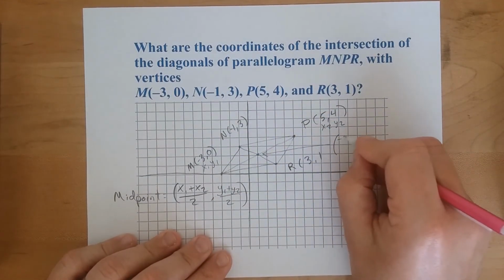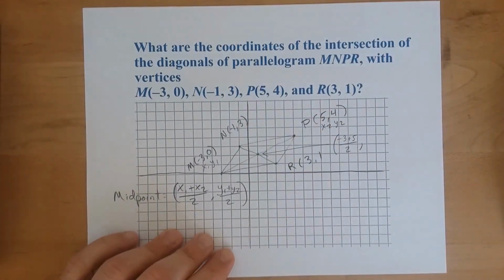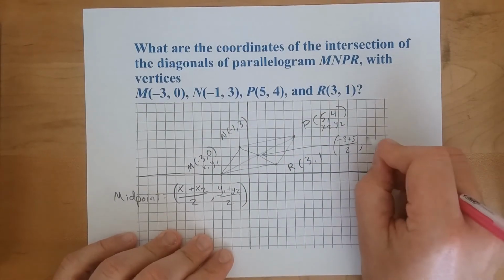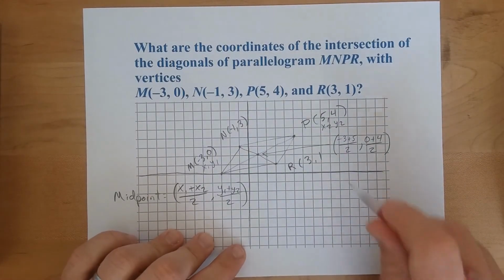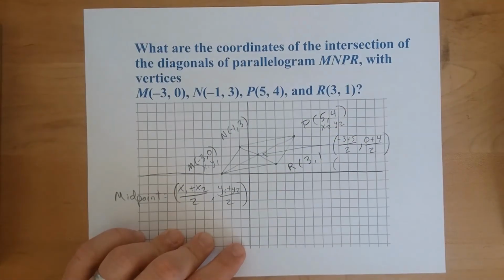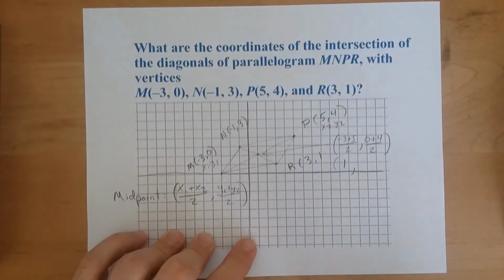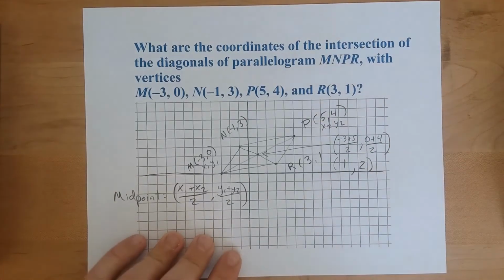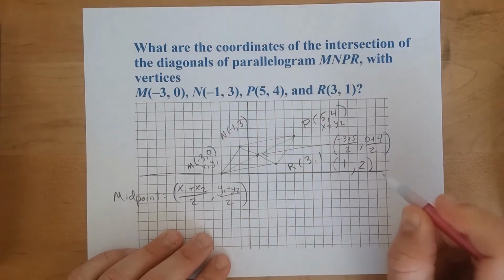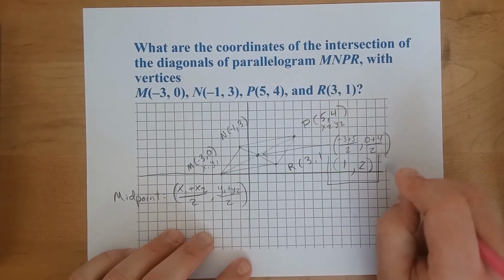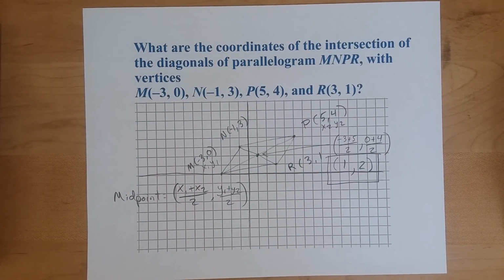-3 plus 5 divided by 2. And let's plug in our y-coordinates. 0 plus 4 over 2. Okay, and when we simplify that, we're going to find -3 plus 5 is 2 over 2. Gives us an x-coordinate of 1. 0 plus 4 is 4 divided by 2 is 2. So you can see, graphically, we have a good check on our algebra here. The intersection of the diagonals occurs at x equals 1, y equals 2.